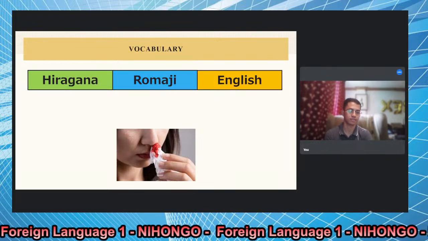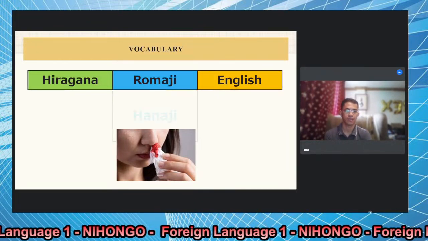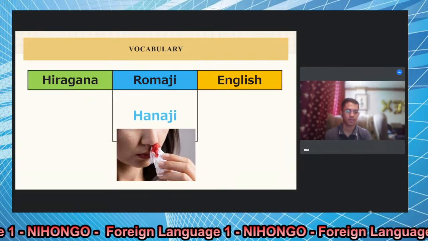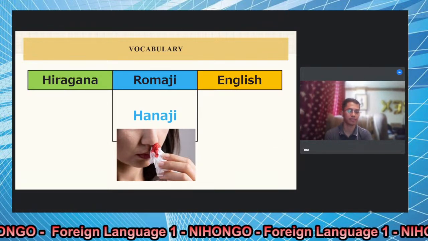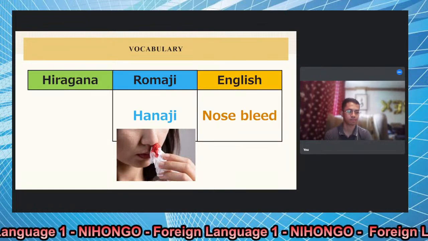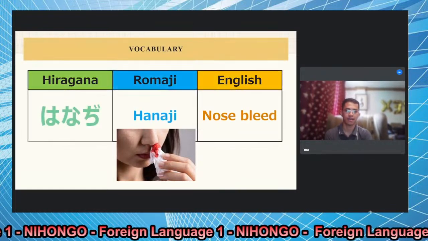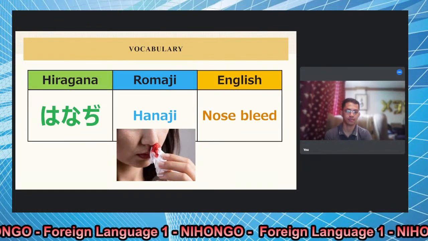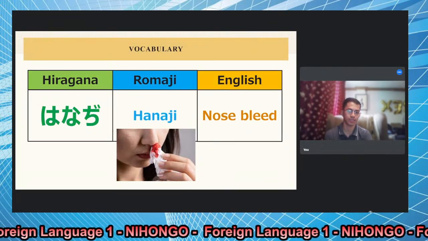And then of course, hanaji. Hanaji is nosebleed. And it is written as hanaji. So it's chi plus tenten.